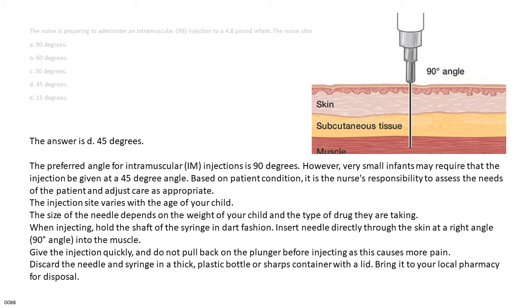appropriate. The injection site varies with the age of your child. The size of the needle depends on the weight of your child and the type of drug they are taking. When injecting, hold the shaft of the syringe in dart fashion. Insert needle directly through the skin at a right angle, 90 degrees, into the muscle. Give the injection quickly, and do not pull back on the plunger before injecting as this causes more pain. Discard the needle and syringe in a thick plastic bottle or sharps container with a lid. Bring it to your local pharmacy for disposal.